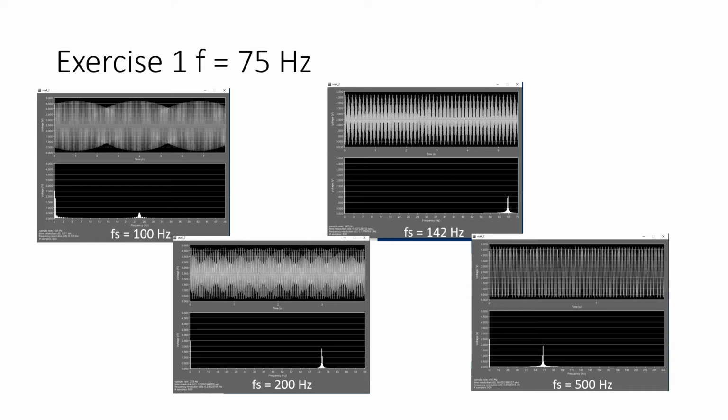Here we can see the various sample frequencies and how those for which the Nyquist frequency is under 75 Hz experience aliasing.